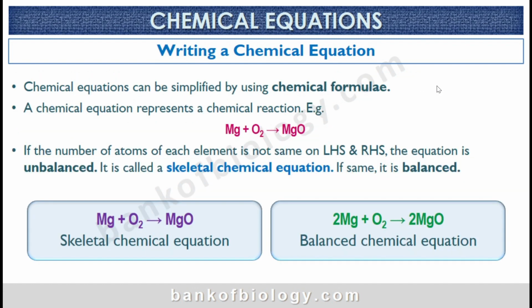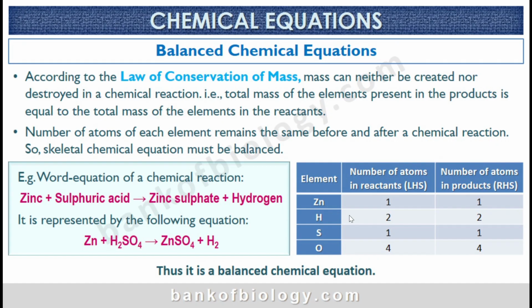Previously I told you that if the number of atoms of each element is not the same on the left-hand side and the right-hand side, it is called a skeletal chemical equation. If we balance this skeletal equation, for example magnesium and oxygen giving magnesium oxide, we get 2 magnesium plus oxygen gives 2 magnesium oxide, and this is a balanced chemical equation. So why does it need to be balanced?